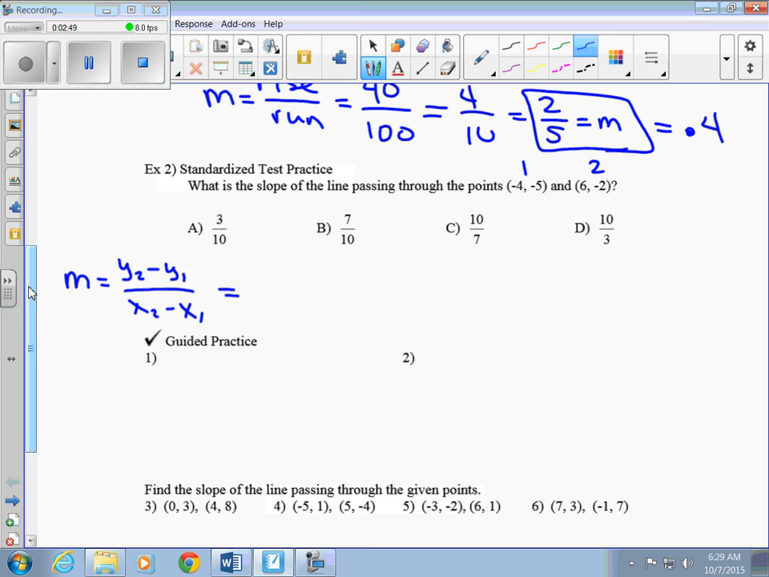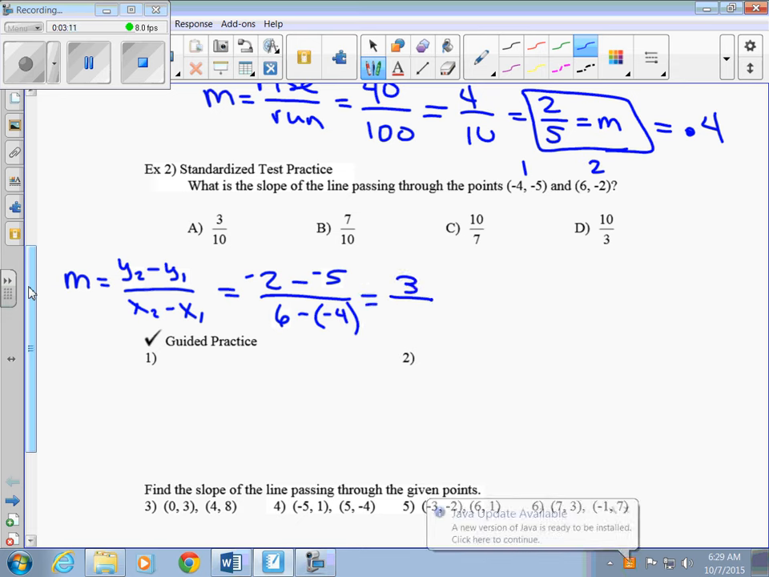So now, what this really tells us is we're going to take the y value of the second point. Well, that's -2. We're going to subtract the y value of the first point. Well, that's -5. Over the x value of the second point, which is 6, minus the x value of the first point, which is -4. And now we simplify. Well, -2 plus 5 is going to be 3. 6 plus 4 is going to be 10. So it is 3/10. And our slope is A.